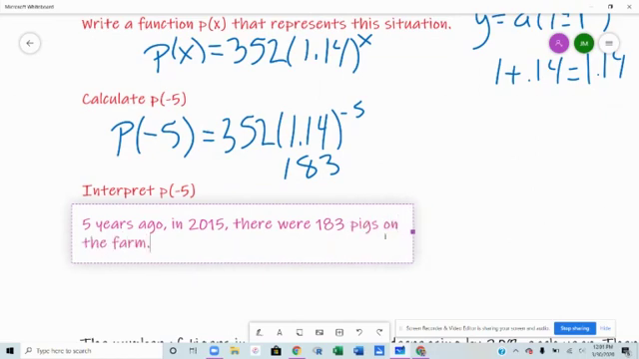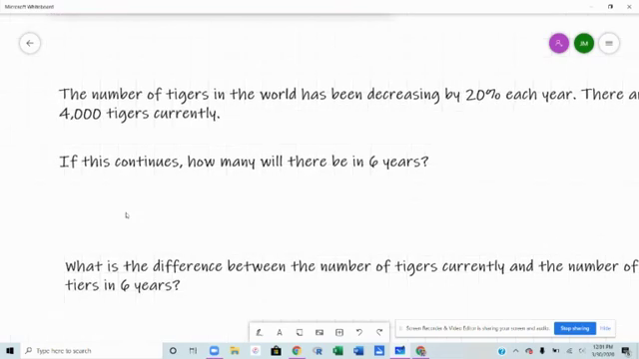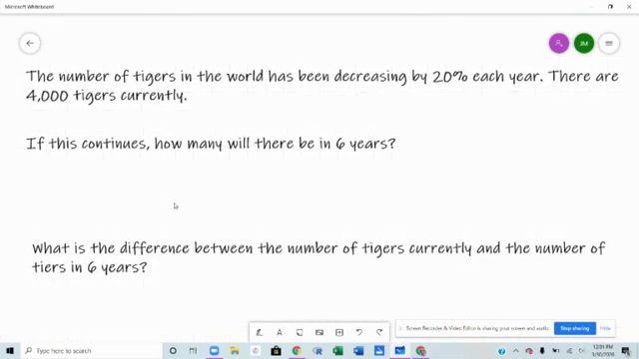That's your interpretation. The -5 tells you it's 5 years ago. If it was +5, you would say in 5 years or after 5 years. But negative tells you it was in the past. And then your answer tells you in this problem how many pigs we had. All right, you're going to see a question sort of like this on the IXL, or could see something like this. So once again, get this copied down.